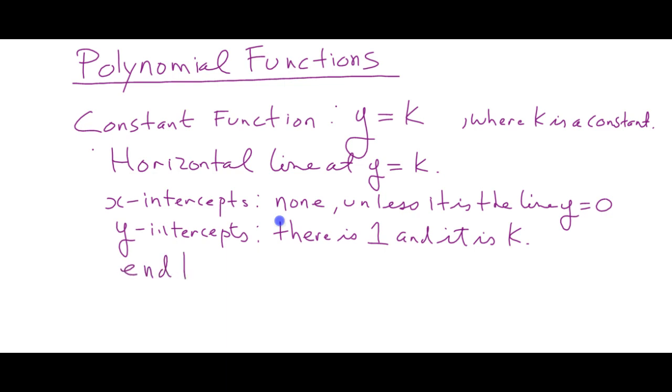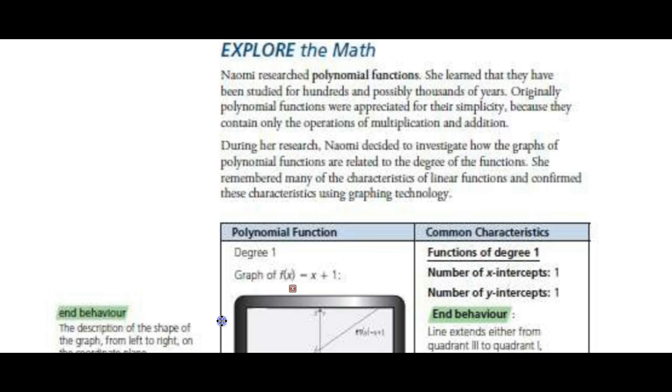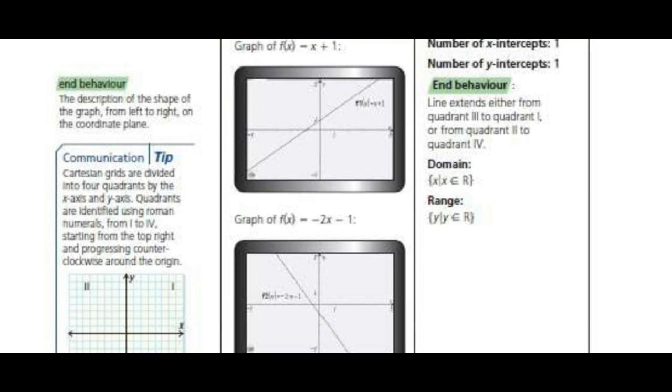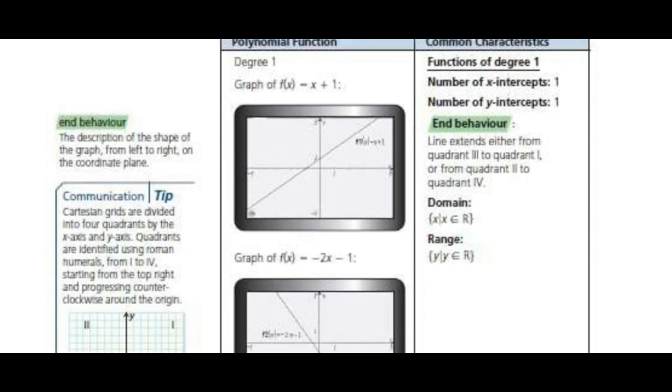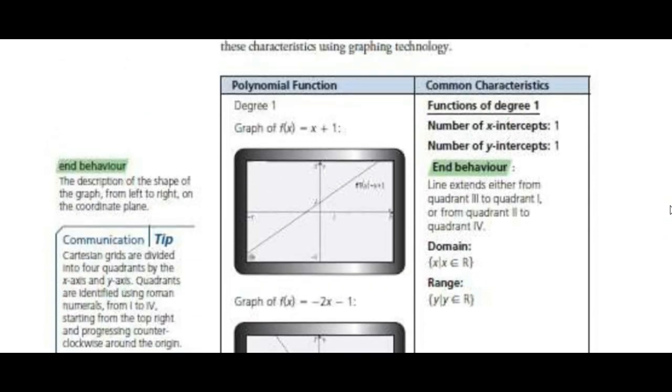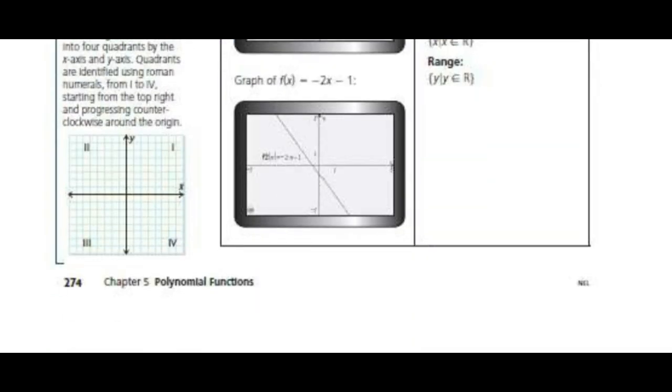End behavior. When we talk about end behavior, we're talking about what the graph does as it goes from left to right. Hang on, I want to go back to the book for a sec. A lot of terms are defined here. It's talking about end behavior, so that's referred to here. This is in the text, and on the left-hand side in the margin, you get to see some notes. Now this is degree one. We're going to get to degree one in a minute. But for number of x-intercepts for degree one, we'll play with that. End behavior: the description of the shape of the graph from left to right on the coordinate plane.